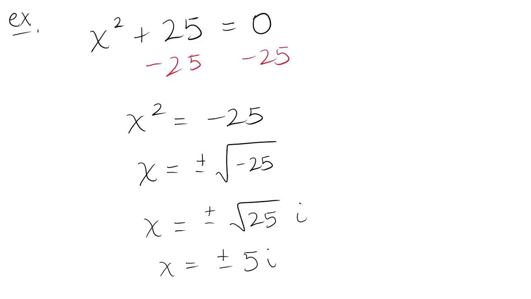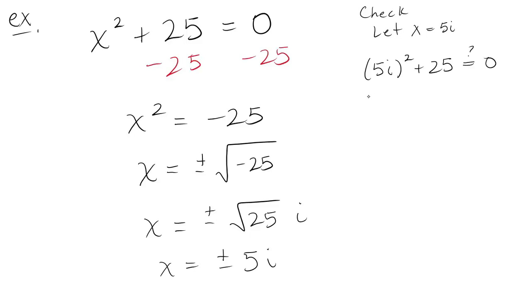Now, none of the techniques that we use in this section are going to generate extraneous solutions, so I'm not going to check every single problem. But let's check this one just to remind you of the arithmetic here. Let's start by checking our solution, positive 5i. If I plug that back into the original equation, I get 5i squared plus 25, and that's supposed to be equal to 0.